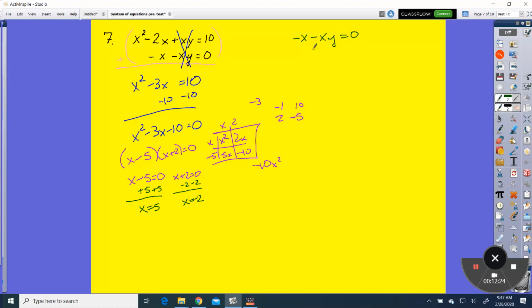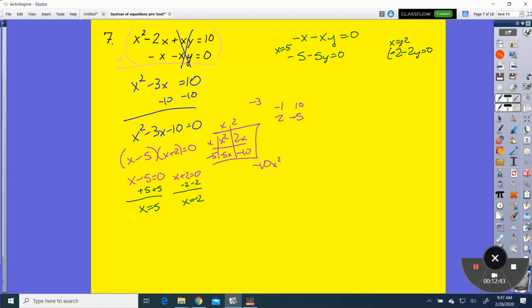So I plug 5 in for x. So negative 5 minus 5y equals 0. And then I plug negative 2 in. So negative 2 minus 2y equals 0. So I've plugged each of these in. So this was when x equals 5. This was when x equals negative 2.